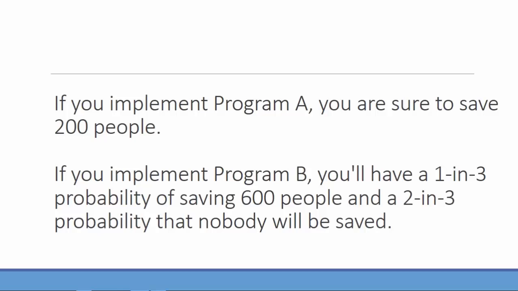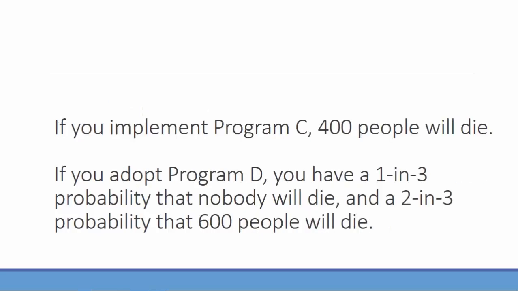Now let's look at another scenario. Problem 2. It is the same epidemic affecting 600 people, but in this case, you'll have to choose between Program C and Program D. If you implement Program C, 400 people will die. If you adopt Program D, you have a 1 in 3 probability that nobody will die and a 2 in 3 probability that 600 people will die. Which would you choose? Pause the video and make your choice before you continue.